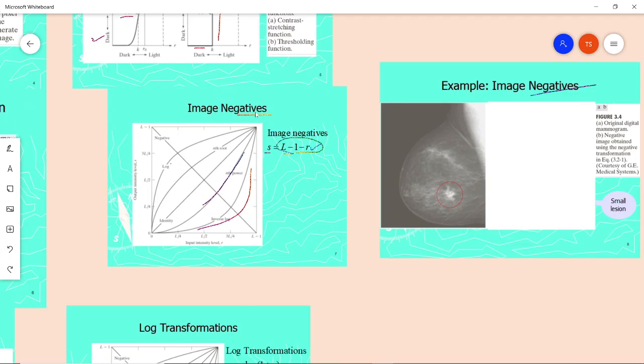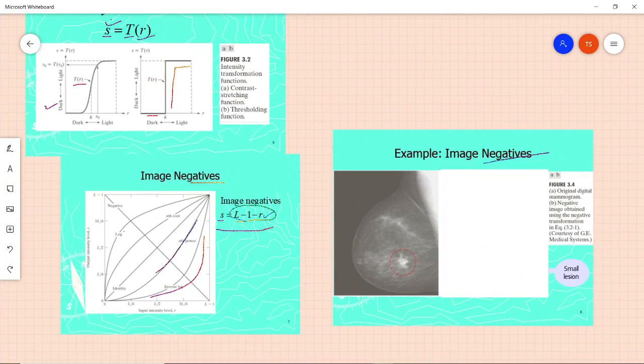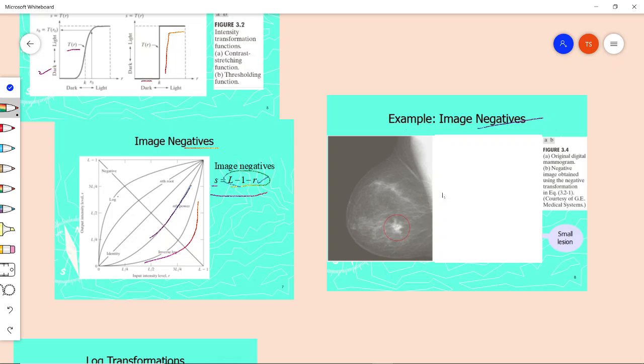So, image negatives means the operations are these. This is the equation for the image negative: S is equal to L minus 1 minus R. R is the intensity value of the input image, and S is the intensity level after applying this image negative transformation. These curves show the intensity values. So S is the output intensity value. And when we apply image negatives, we will get the particular lesion of the image, the smallest part we can identify.